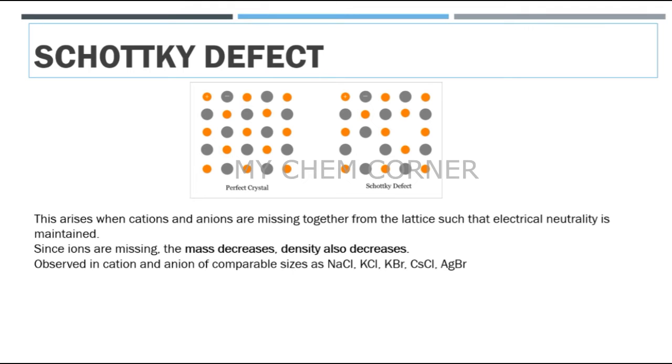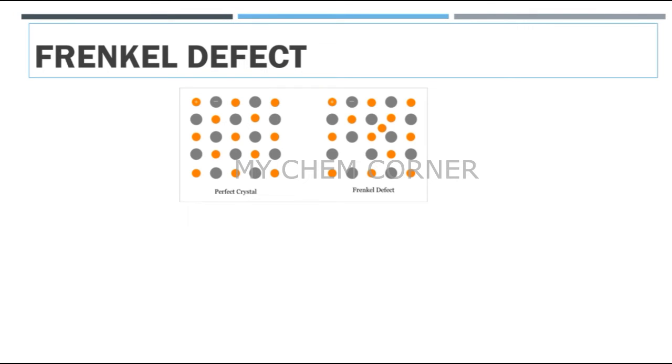Alright, now the next one is Frenkel defect, which is the last one under stoichiometric defect. So here you have a perfect crystal, but in the next diagram, what do you see? There is a vacancy here. What is missing? The orange dot is missing. Where has it gone? It has gone to some interstitial site here. So what is happening in this case? This arises when the cations occupy an interstitial site instead of moving completely outside the crystal.